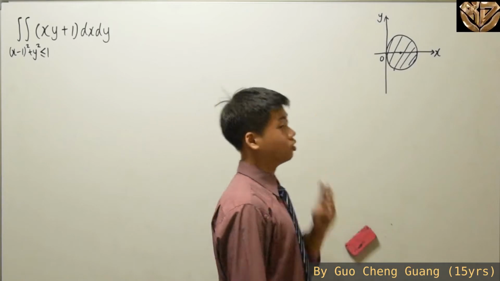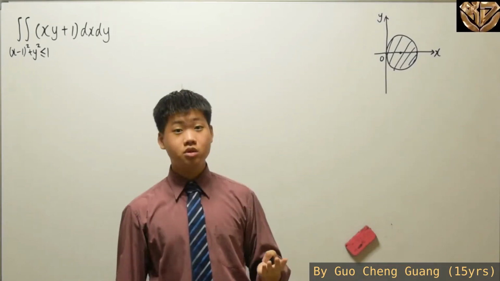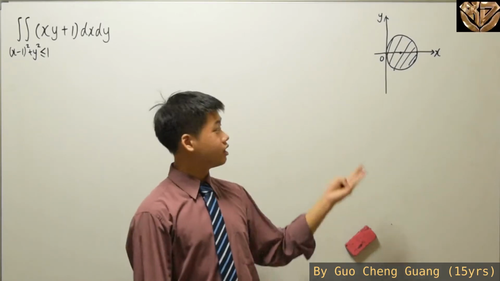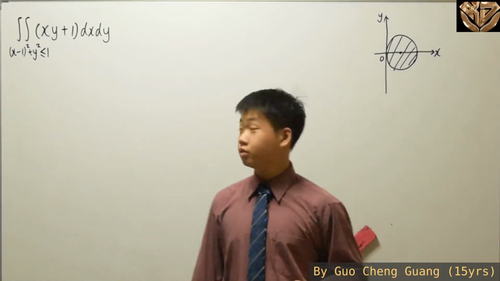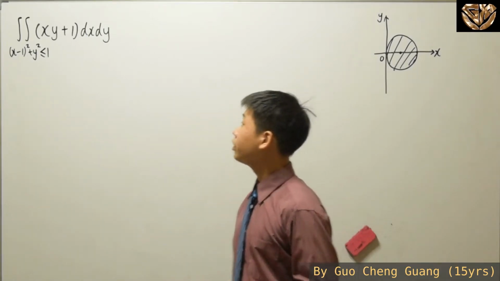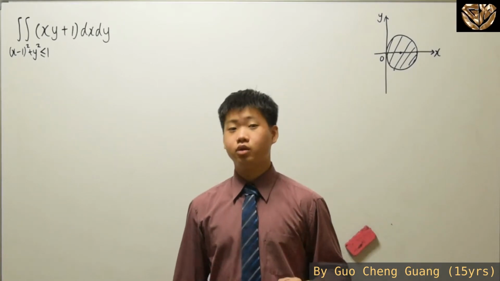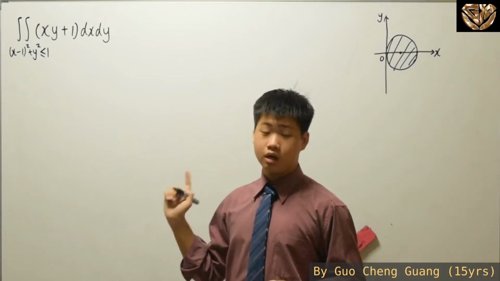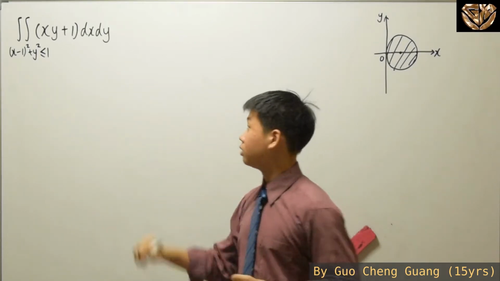Since it is a circle, what kind of coordinates would we prefer to use? Well, of course, we would prefer to use polar coordinates. You can go and try to use Cartesian coordinates, but you can try it on your own; we'll not be using it here. So for polar coordinates, what are some of the things you have to take note of? x becomes r cosine theta, y becomes r sine theta, dx dy becomes r dr d theta.